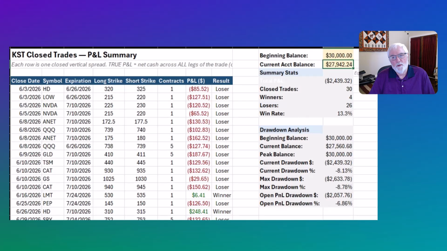So that's kind of the bad news. Additional bad news is our max drawdown increased, or decreased, if you will, down to 8.78. Maybe some good news is that the current drawdown is not at the very peak right now. With the closed out trades, we're sitting at 8.13%. And if you look at our open P&L, if we factor that in as well, we're sitting at 6.86%.